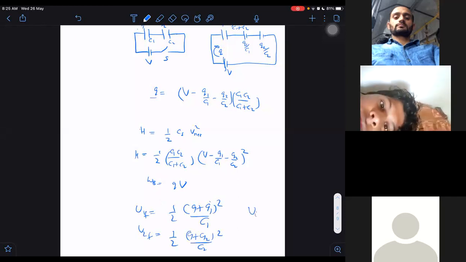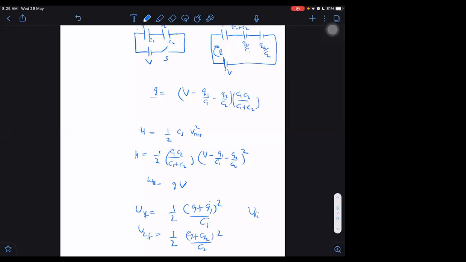We know the final energies. Initial energies also we know. What are the initial energies? Half of Q1 square by C1 and half of Q2 square by C2. Then we can get the change in potential energy by adding these and then subtracting.